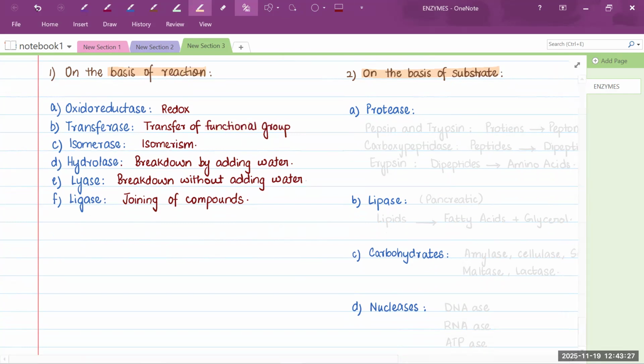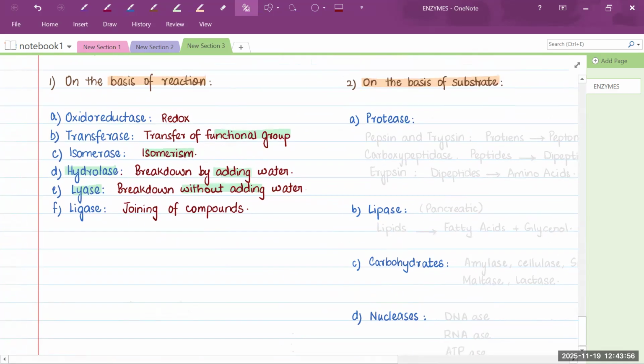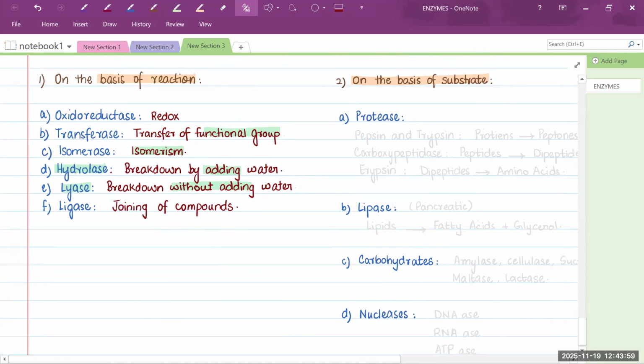We have isomerase, which is used in isomerism. Hydrolase and lyase are important because one is the breakdown by adding water, and the other is the breakdown without adding water. You need to remember this. Okay, ligase, for example, we remember the DNA ligase, which is used to join the Okazaki fragments in the DNA replication. So we remember that it is used in the joining of compounds.